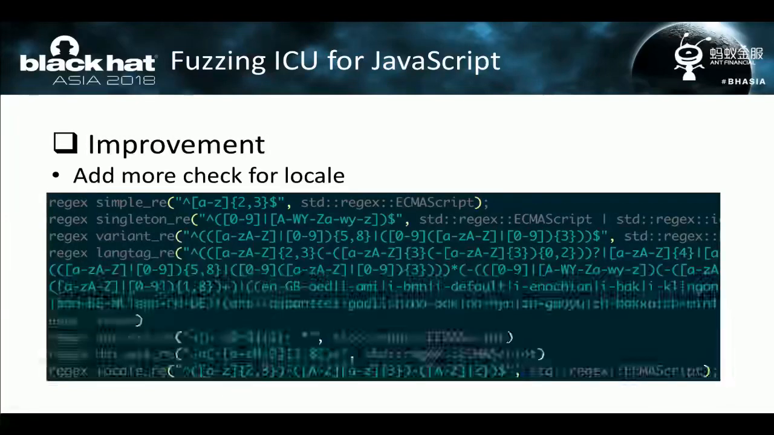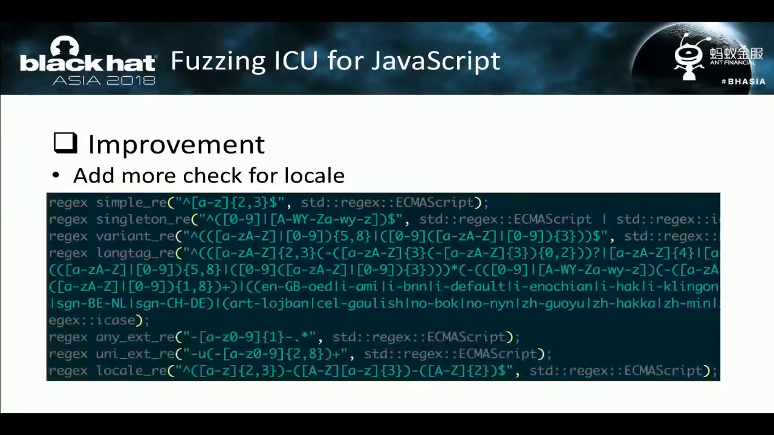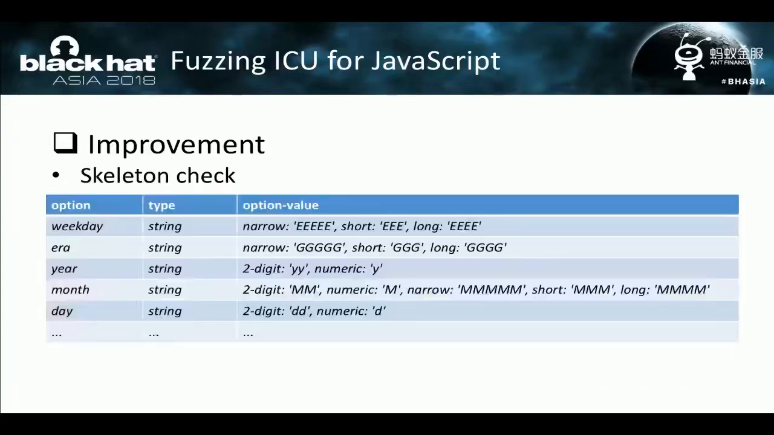First, we must check the locale. We get out all the regular expressions like this. They are very, very long. First, we check the locales. And then the skeleton must be checked. Skeleton is built from the options.